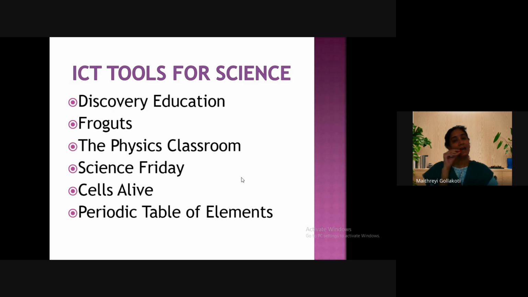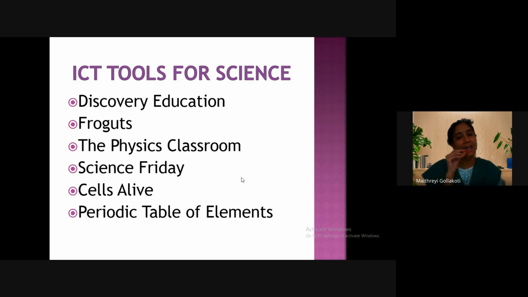Next is Physics Classroom. This website has a lot of information and also experiments, live experiments that are conducted in physics. Next, Science Friday has a lot of quizzes.